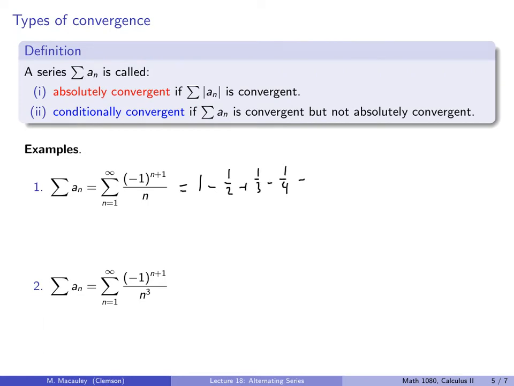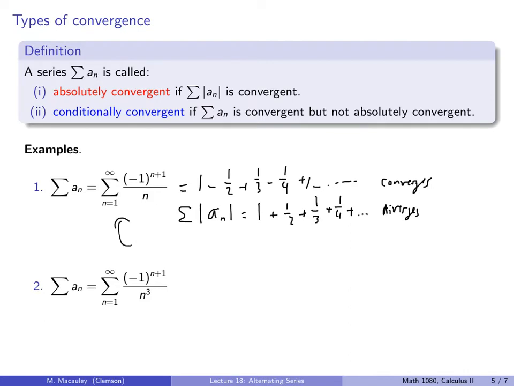Minus 1/4. And notice that this series, if you take the absolute value, is the harmonic series. So this one converges, this one diverges, and so therefore this series by definition is conditionally convergent.